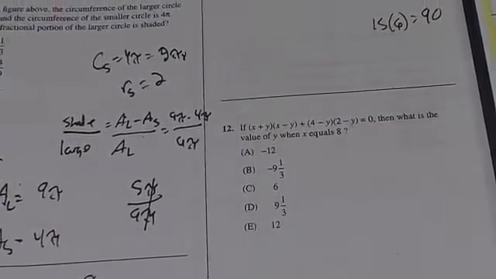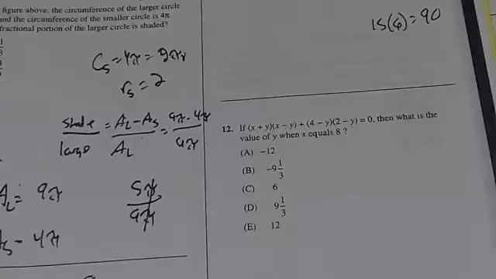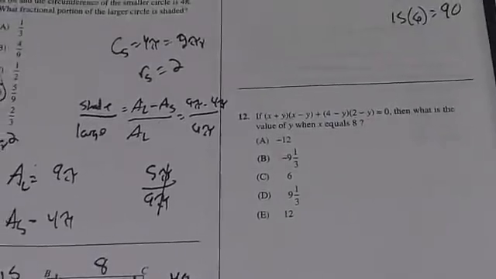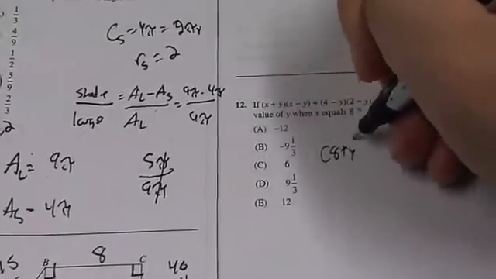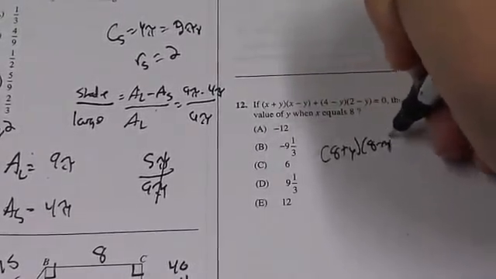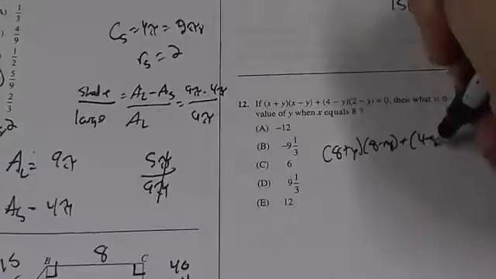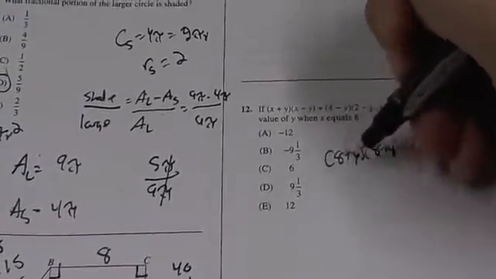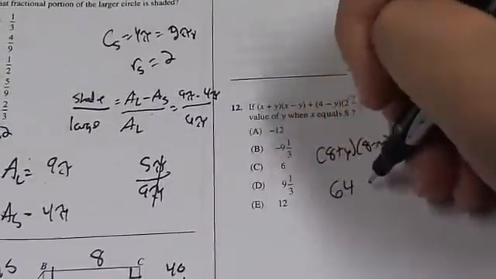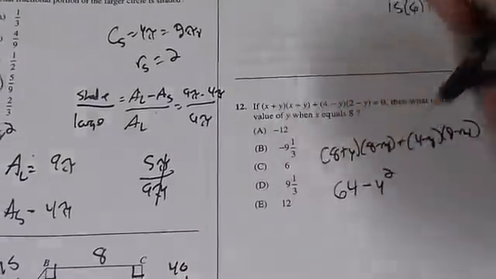Alright. 12. If (x plus y) times (x minus y) plus (4 minus y) times (2 minus y) is equal to 0, then what is the value of y when x equals 8? Alright, so we plug in 8 for x. So it's (8 plus y) times (8 minus y) plus (4 minus y) times (2 minus y). Alright, remember this is positive and that's negative, so you're left with 64 minus y squared.